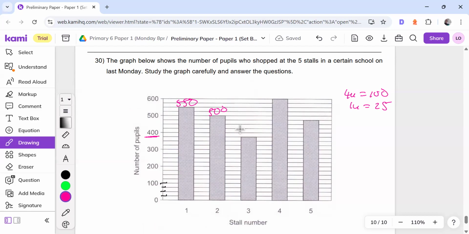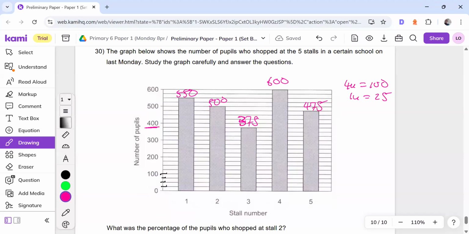And then 500. So please put the numbers on your bar graph and you can work backwards. 400 minus 25, you get 375, right? And then store 4 is 600. And then this one is 500 minus 25 is 475. Okay, first step, put numbers on the bar graph, line graph also.